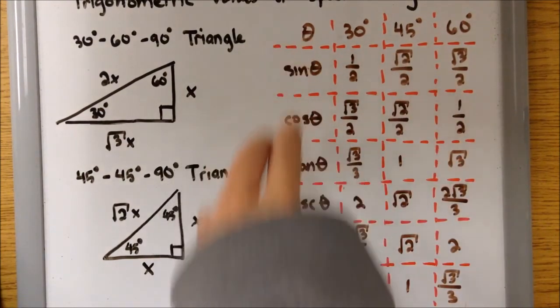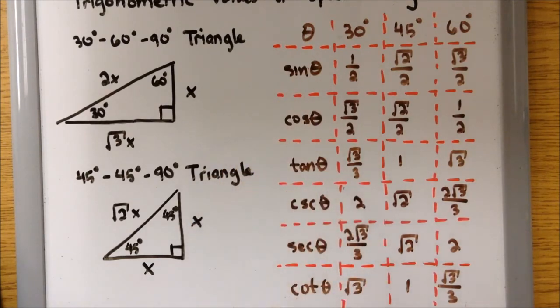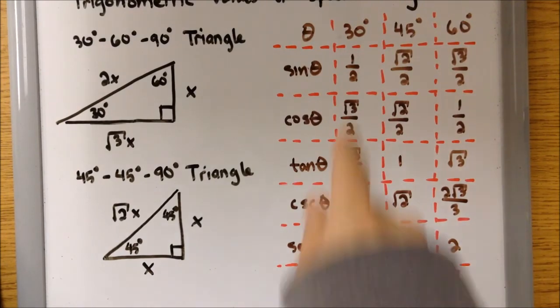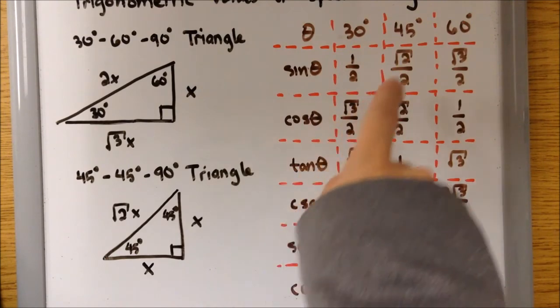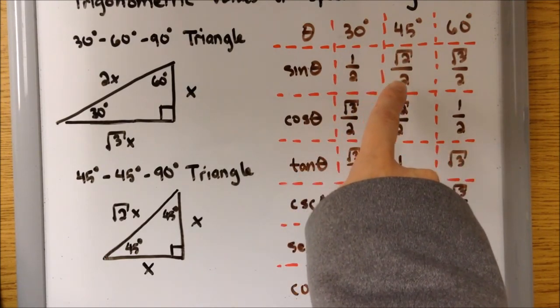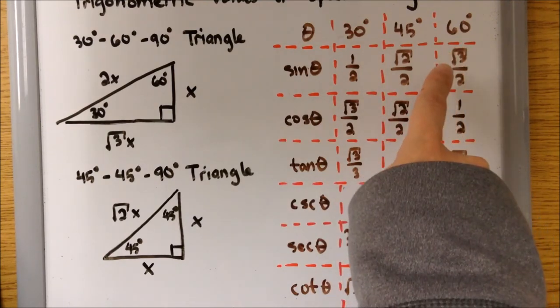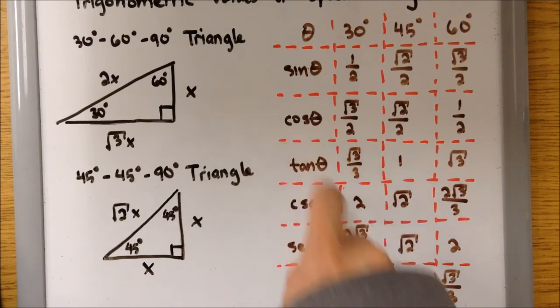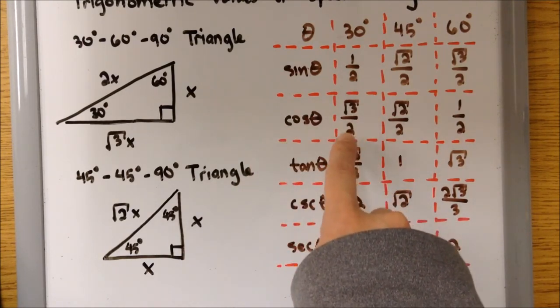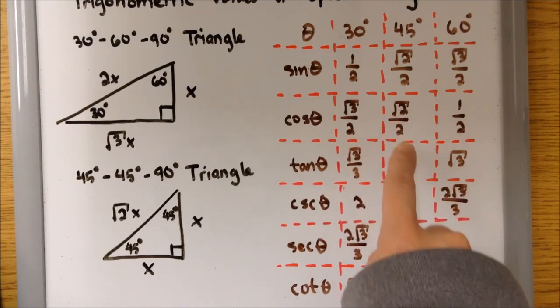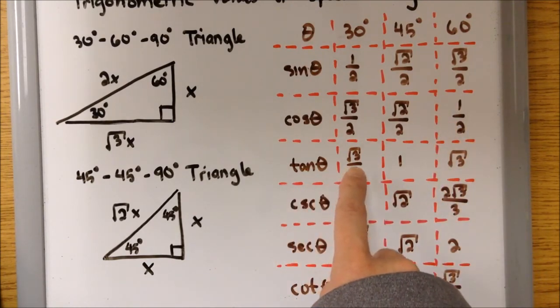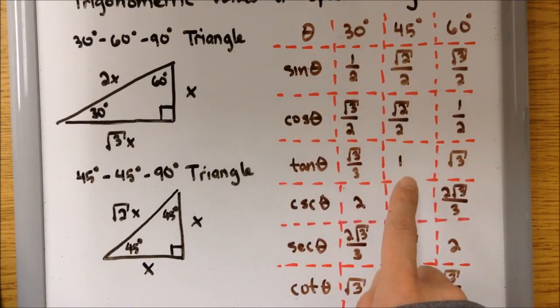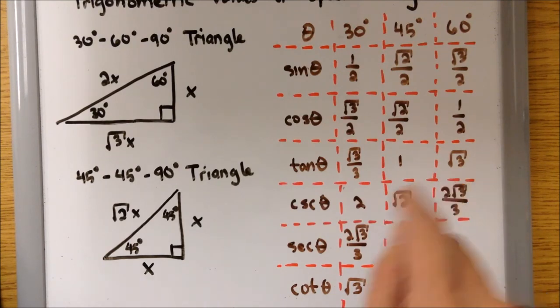So on this chart, you have our angle and each trig function, sine, cosine, tangent, cosecant, secant, and cotangent. So whenever they ask you for the trig function and specify which angle, for sine, 30 degrees is 1/2, 45 degrees is the square root of 2 over 2, and when it is 60 degrees, it's square root of 3 over 2. For cosine, when it's 30 degrees, it's square root of 3 over 2. 45 degrees, square root of 2 over 2, and then 60 degrees, 1/2. Tangent, it would be square root of 3 over 3 for 30 degrees. 45 degrees is just 1. And then 60 degrees is just square root of 3.